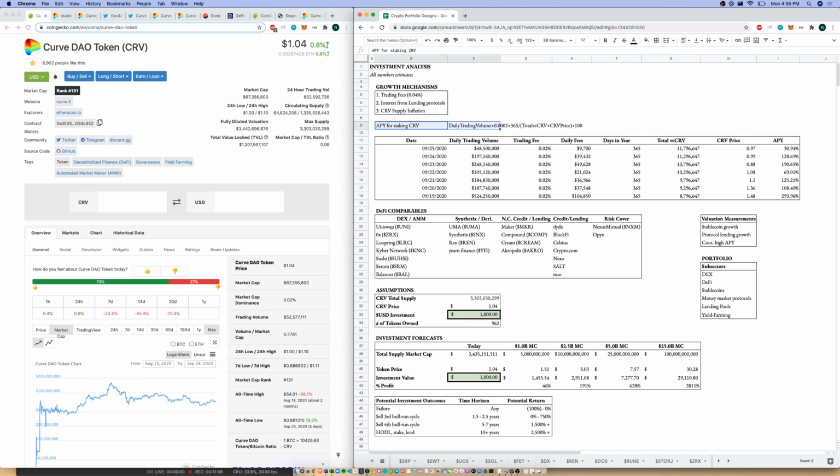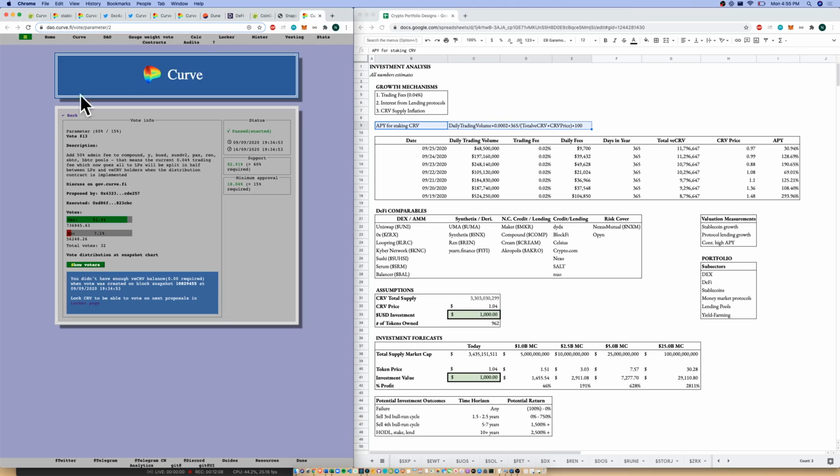Here is the APY for staking CRV: daily traded volume times our trading fee. You can see it's 0.0002 there because of this vote, here's the voting UI for if you own vCRV, you can go here and vote based on different proposals. And 50% of the admin fees is going to go into certain pools. So now your APY as a staker is actually half of the 0.04%. So just note that.